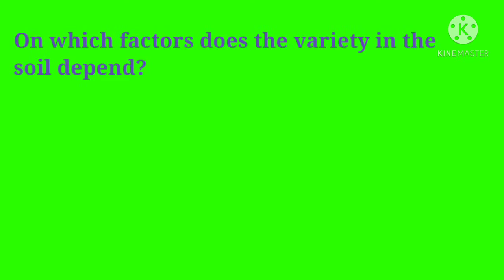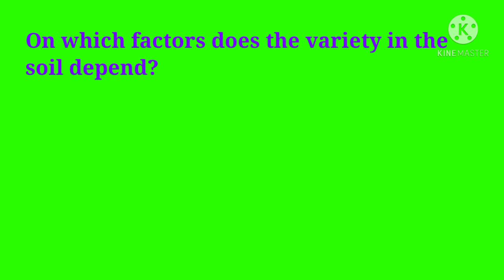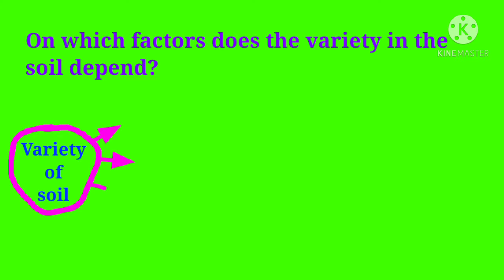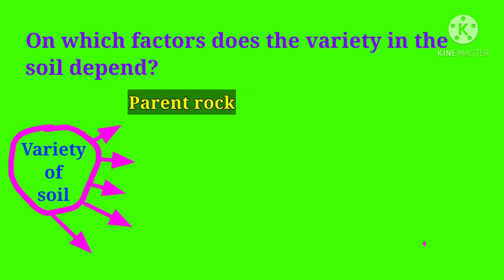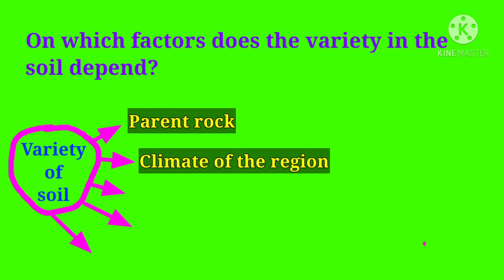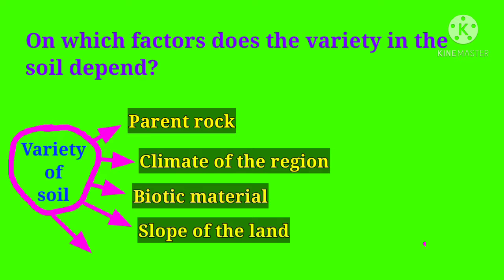Here is the third question. On which factors does the variety in the soil depend? The variety of soil depends on the parent rock, the climate of the region, the biotic material, the slope of the land, and the time are the factors that influence soil formation.